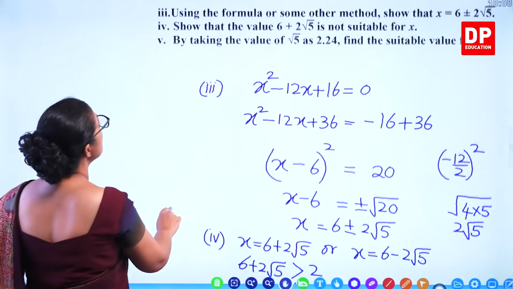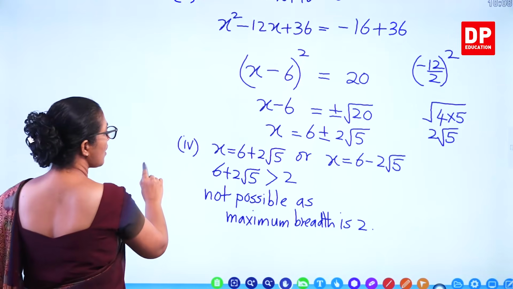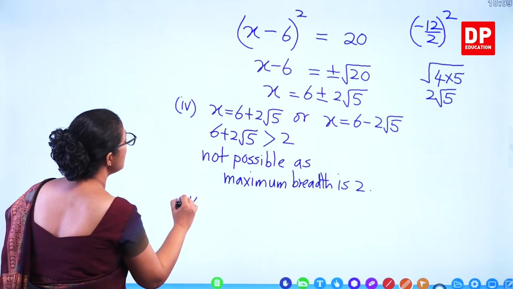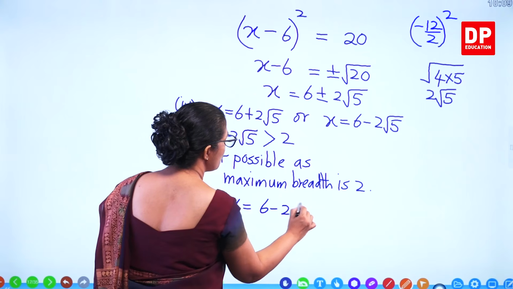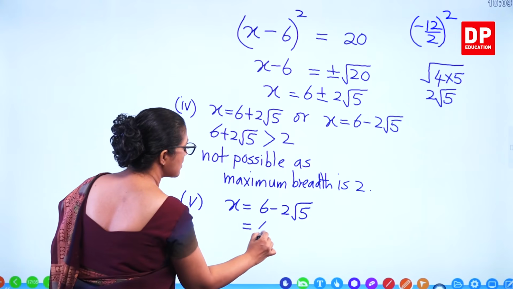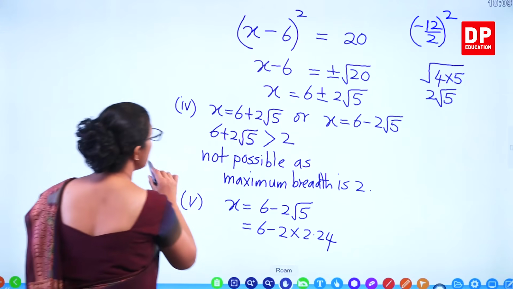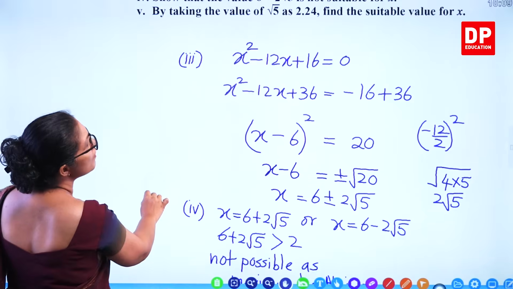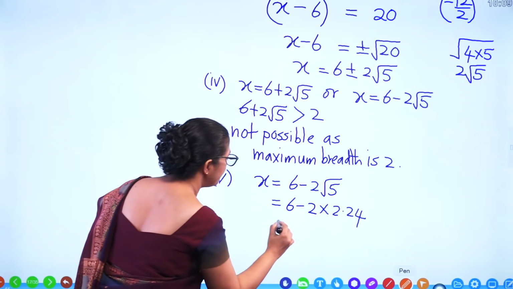Now, what's the possible solution then? By taking the value of root 5 as 2.24, you are asked to find out the solution. Now, what's the solution? x becomes 6 minus 2 root 5, which is 6 minus 2 times 2.24. They are asking to take 2.24 and find the suitable value for x. So, just substitute and find out the x value.